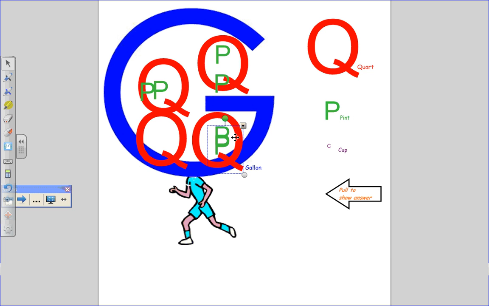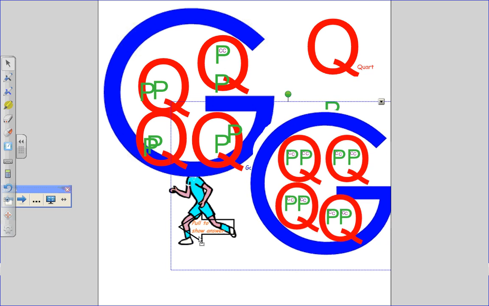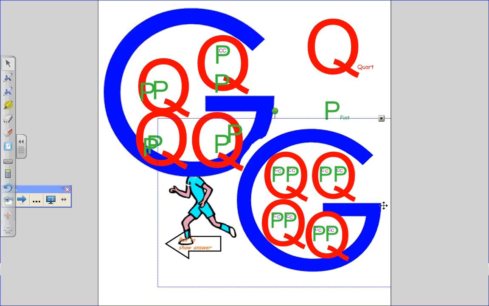And then inside of each of the P's is 2 tiny little C's. So on top of that top part of the P is where the little C's go. And I'm not going to draw in all the C's. Just so you get the idea, that's what one P will look like up there. So just to see what the whole thing looks like after it's all done, there it is, a big G, 4 Q's, and then P's and C's inside of that.